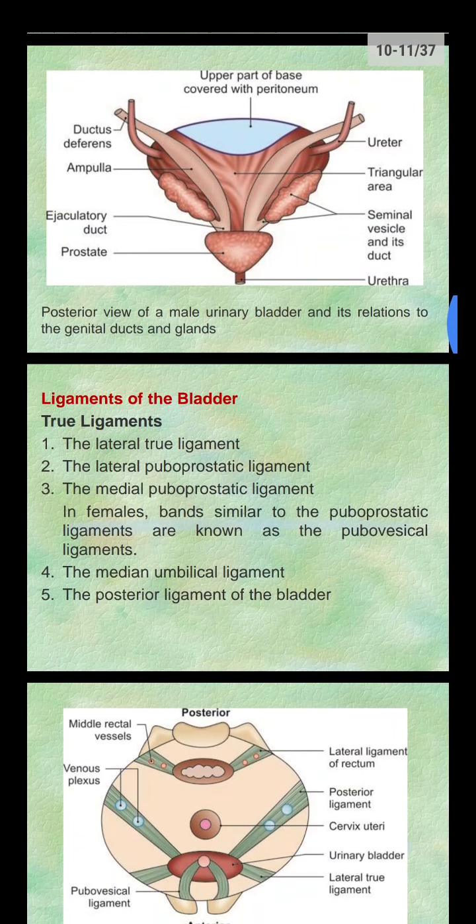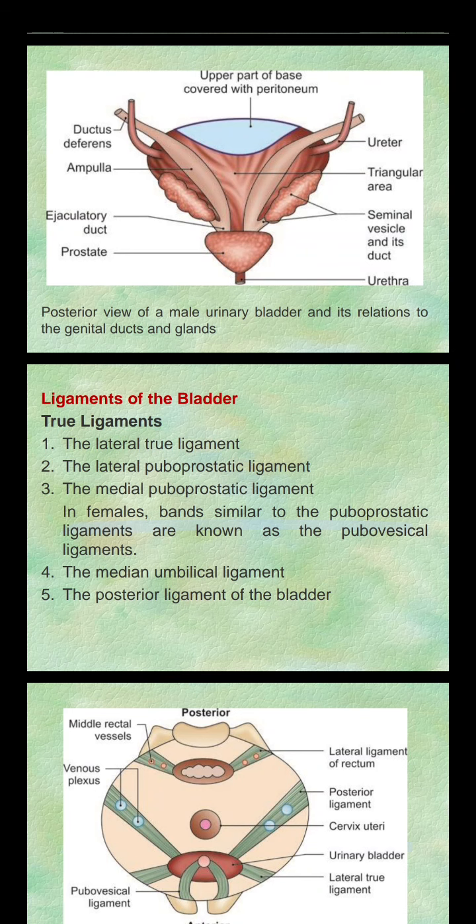Now come the ligaments of the bladder. The bladder is present in the pelvic cavity and it is located in its particular place by some ligaments which attach it to the pelvic area so that it stays in its position. These ligaments are the true ligaments. What are the true ligaments? The true ligaments are formed by the pelvic fascia. What are the false ligaments? The false ligaments are just the folds of the peritoneum.